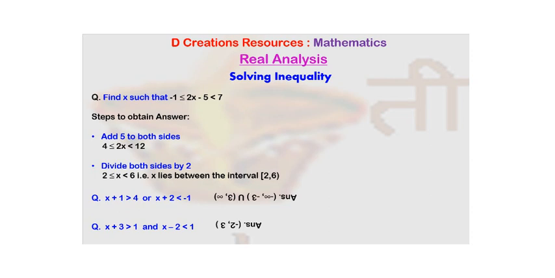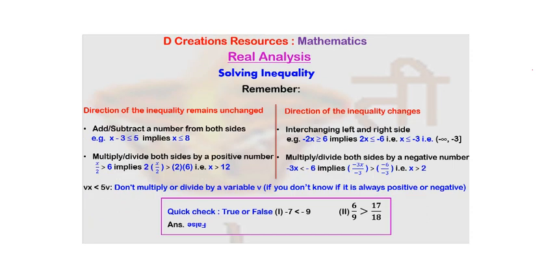So minus 1 plus 5 will give you 4. 2x minus 5 plus 5, the minus 5 and plus 5 will cancel out, that will give you 2x. And 7 plus 5 will give you 12. So 4 is less than or equal to 2x, less than 12. So far, so good. We've just added a number, and we've seen earlier that when you add a number, the direction is not going to change.